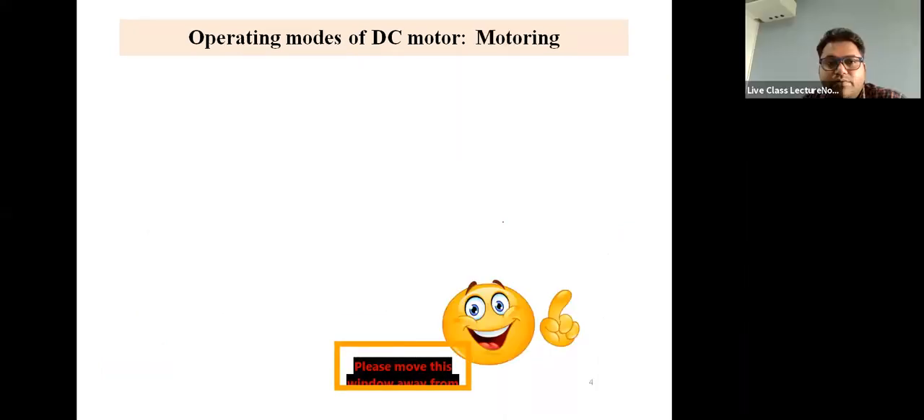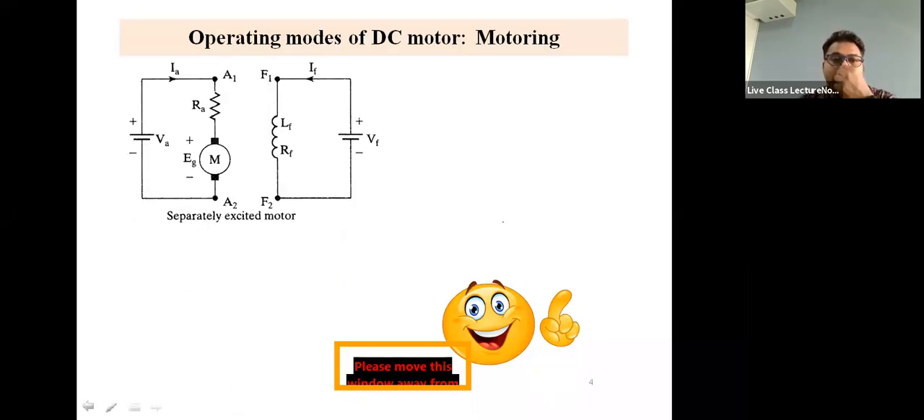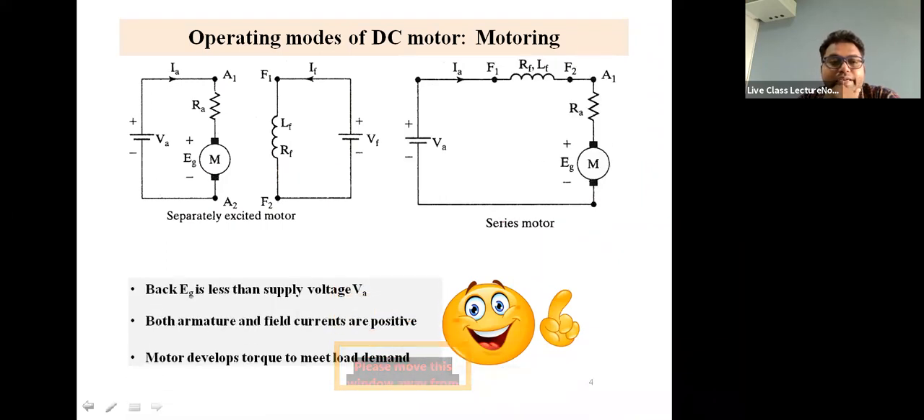Okay, so operating modes of DC motor. Now we come to the motoring part. Now the motor has started, right? Now how will we motor it? So separately excited motor first of all we consider, then series motor we will consider. So back EMF is less than supply voltage. This is the main condition for motoring.